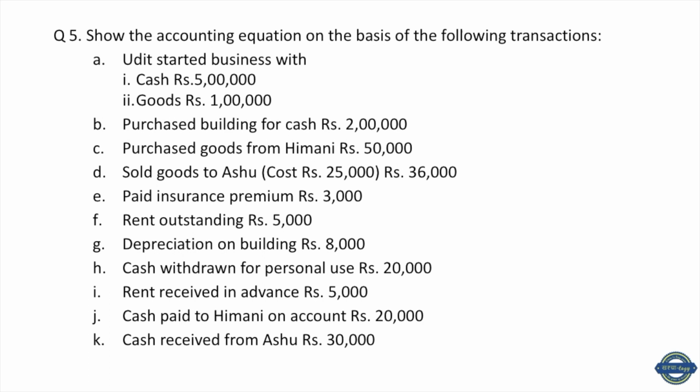Sold goods to Ashu costing rupees 25,000 for rupees 36,000. Paid insurance premium rupees 3,000. Rent outstanding rupees 5,000. Depreciation on building rupees 8,000. Cash withdrawn for personal use rupees 20,000. Rent received in advance rupees 5,000. Cash paid to Himani on account rupees 20,000. Cash received from Ashu rupees 30,000. Let's start this.